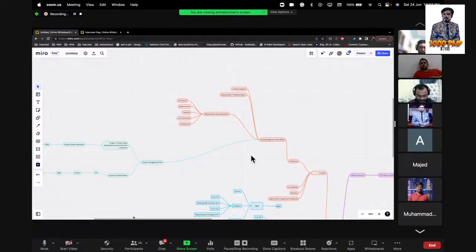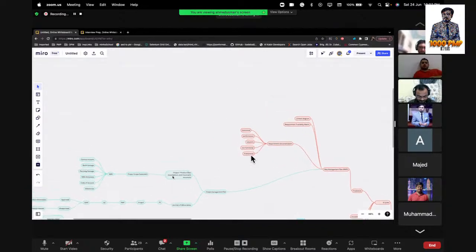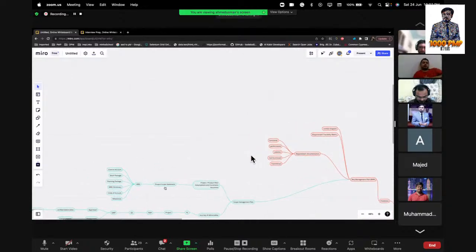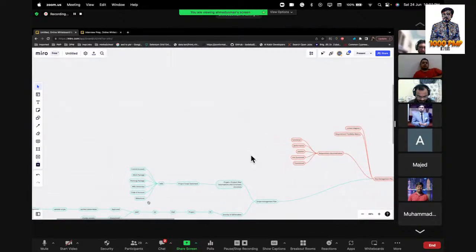Go ahead. Okay, so then we have the scope management plan. In the scope management plan, we have a product filter, basically assumptions and constraints. Exclusions are there. Out of this filter, we get the project scope statement. Once you have a finalized scope, then you go for the work breakdown structure, in which you decompose your requirements into smaller chunks.